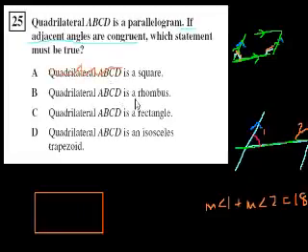ABCD is a rhombus? No, in a rhombus, all the sides have to be equal to each other. They didn't tell us that. ABCD is a rectangle? Sure, because we know all of the angles now are 90 degrees. And that is choice C.